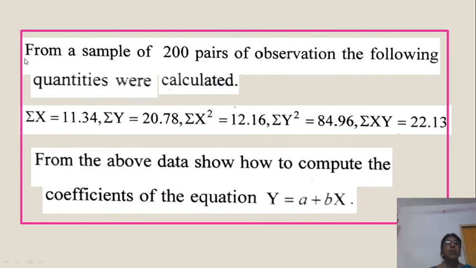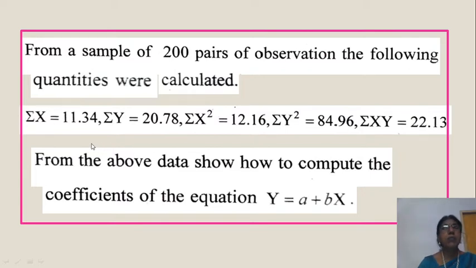Next, see the second problem. From a sample of 200 pairs of observations, the following quantities were calculated: sigma x is equal to 11.34, sigma y is 20.78, sigma x square is 12.16, sigma y square is 84.96, sigma xy is equal to 22.13. That means we have already been given the required values.